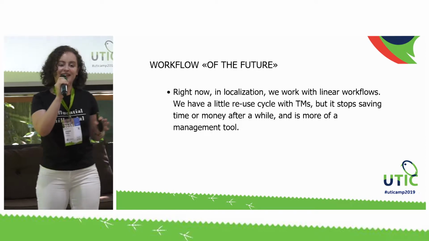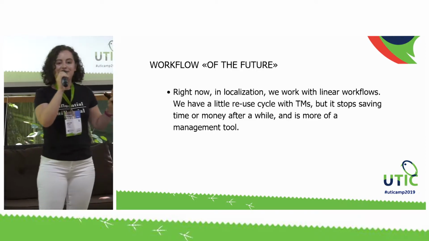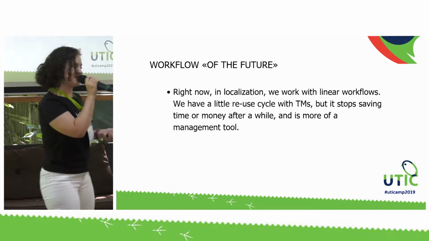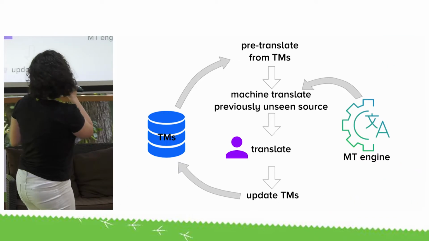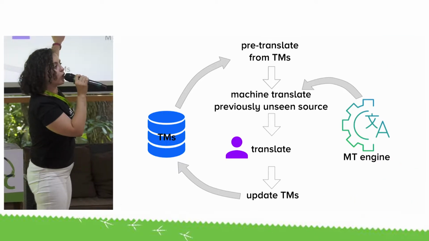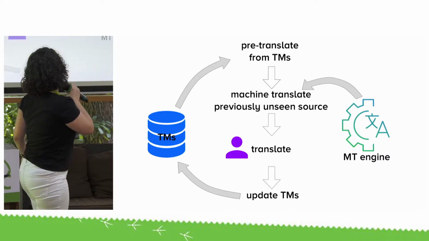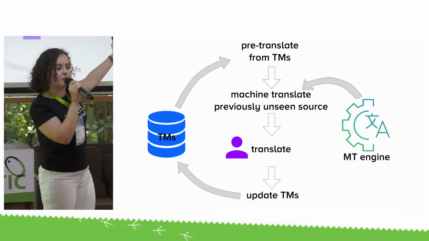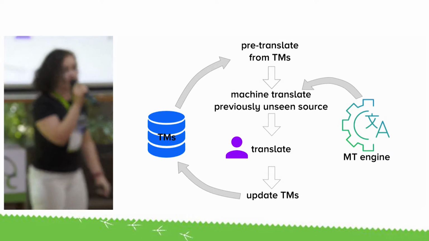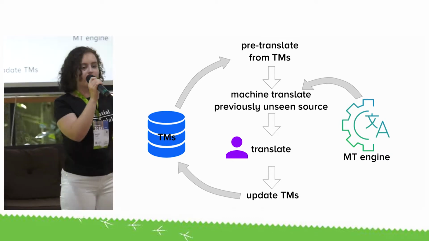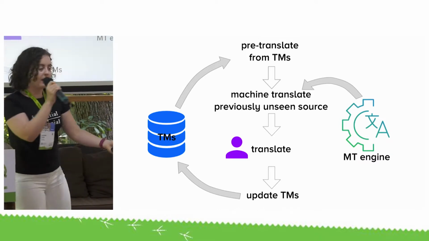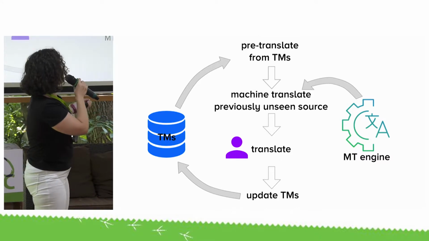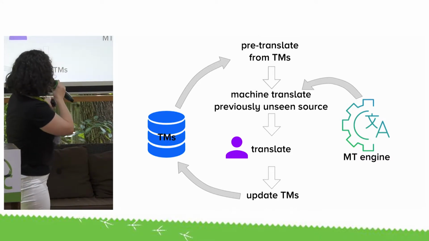So I came up with something called workflow of the future. It's very ambitious, but I like this term. So right now, the way we do our work processes is kind of linear, right? This is our normal work process from an engineering point of view. We get a new project, we pre-translate it, insert matches from the translation memory. The stuff that wasn't translated, we maybe machine translate, we send it to the translator, we get the work, and then we update the TM. So the engine just stays the same. And we have this little circle, right, connected to the translation memory, so it's always updated.